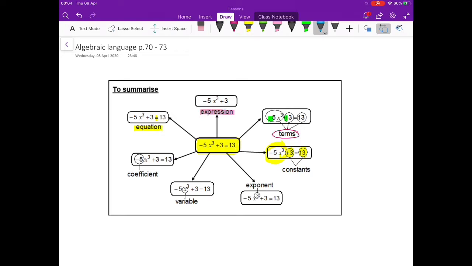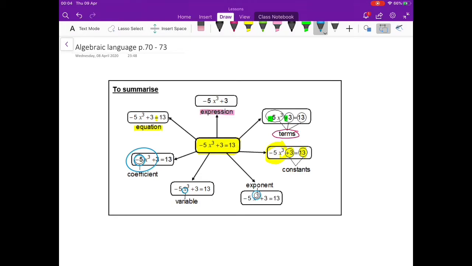Now this you should know, exponents. The exponent there is 3 in minus 5x cubed, so the exponent is the 3. And in this case here, the x is the variable. If I have a look at negative 5x cubed, we say that the negative 5 is the coefficient. The coefficient is the number value in front of the variable.